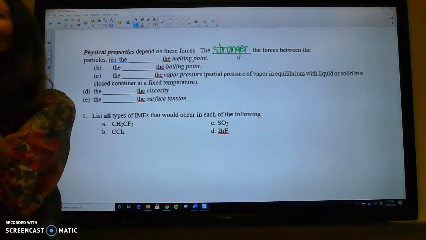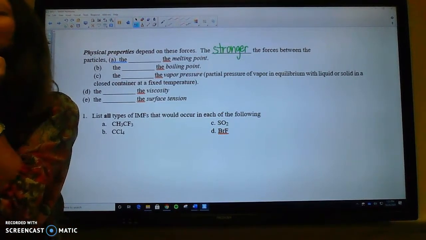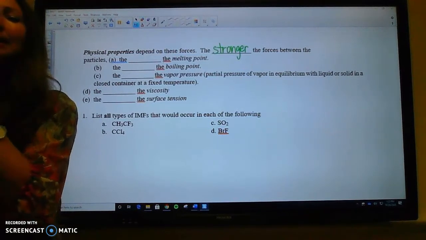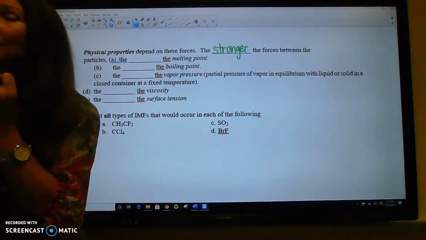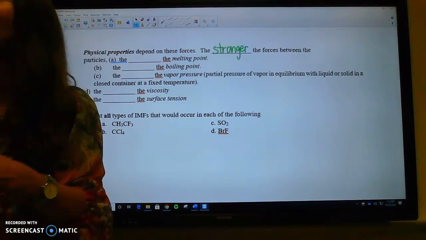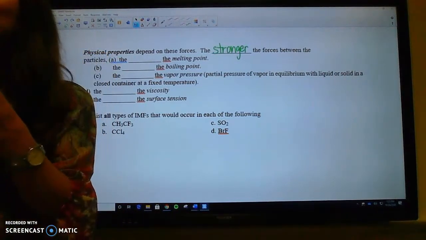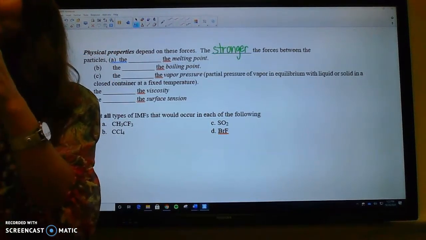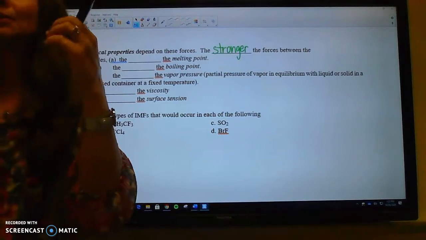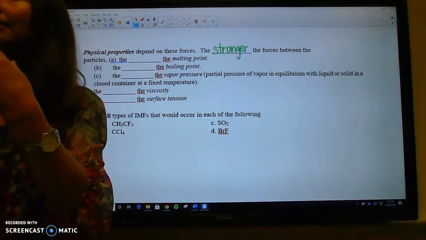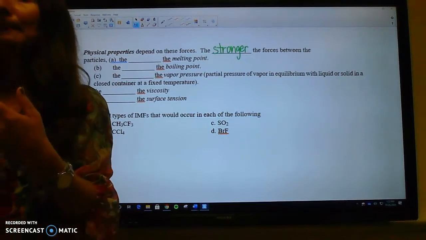So if you have a strong attraction between, let's say, water molecules, that strong attraction is going to affect the melting point of that substance. So water going from a solid to a liquid, that's melting. Think about if the attraction was even greater. And you're going from a solid to a liquid. Are you making the molecules get further apart or closer together? Y'all tell me.